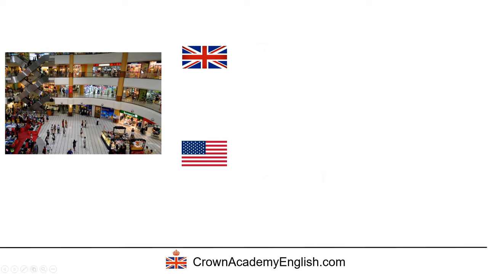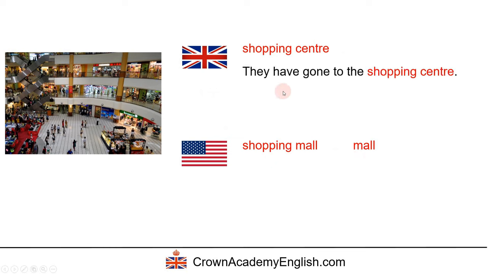So this is a place where there are lots of shops or stores, as they say in American English. So it's a building in which there are lots of individual shops or stores. In British English, we call this building a shopping centre. And in American English, it is called a shopping mall, or simply, the mall. They have gone to the shopping centre. They have gone to the mall.